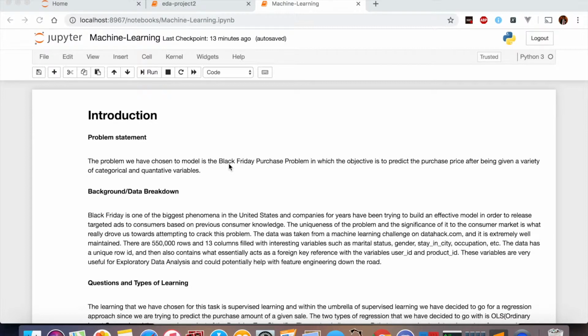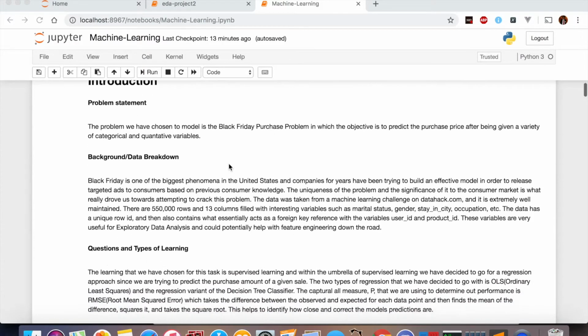The data that we used was actually from a machine learning challenge on a website called datahack.com, and it's extremely well maintained. There are about 550,000 rows and 13 columns filled with interesting variables such as marital status, gender, stay in city, occupation, etc., with the idea being that these variables are important indicators of what people buy and what sort of products they buy.